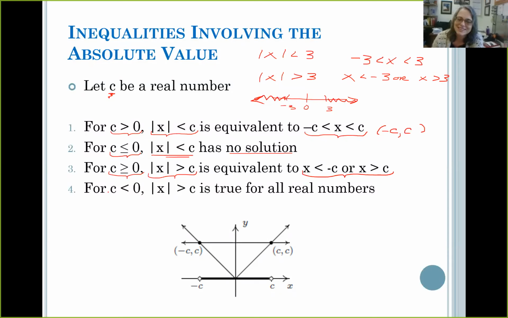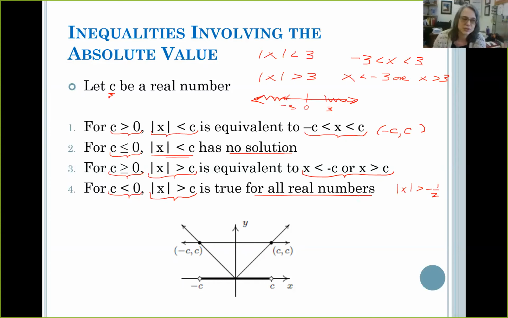And if c is negative and we want the absolute value to be bigger than some negative number, that's all real numbers. An example of this would be absolute value of x greater than -1/2. Well, absolute values are by definition positive, so no matter what x we put in there, that's going to be true, right? So that's true for all real numbers.